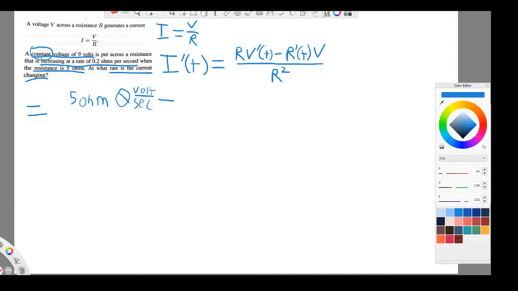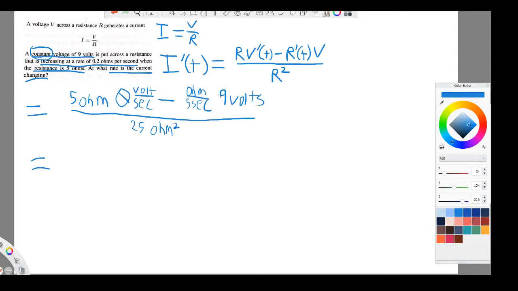0.2 ohms per second. I'm going to represent that as 1/5. That would be ohms over 5 seconds. That's the same thing as 0.2 ohms per second, it's just written differently. And V is just 9 volts. All that divided by the resistance squared, 25 ohms squared.